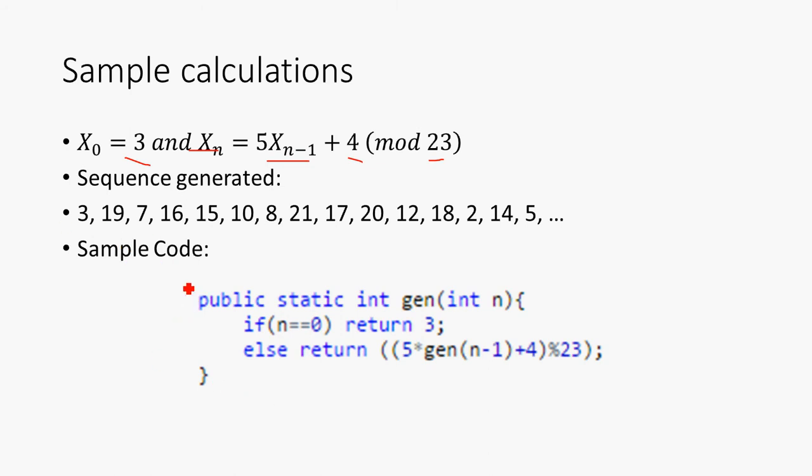And here's some Java code that I included. Pretty straightforward. So we have our base case here. If n is 0, then we return 3. Otherwise, we return a, which is 5, times x of n minus 1, which we just called gen of n minus 1, plus 4, which is our constant. And then we have our modulus here. That's all we have to do.